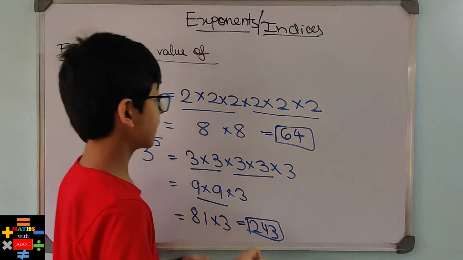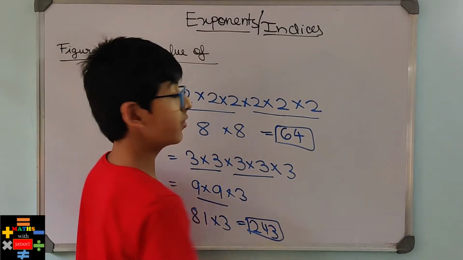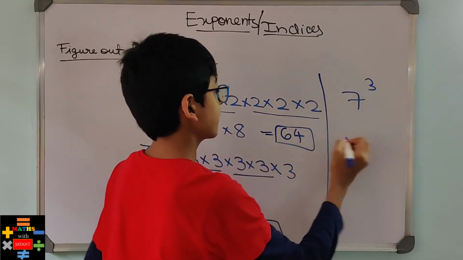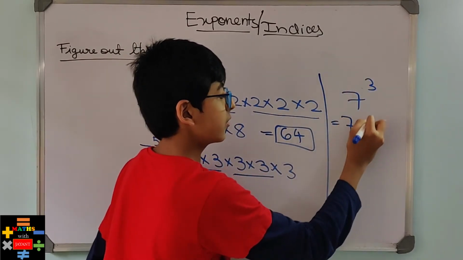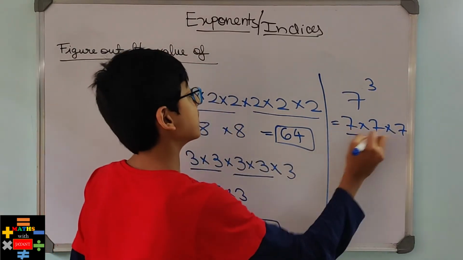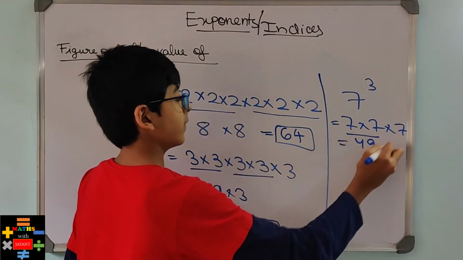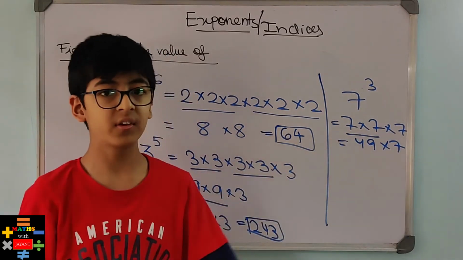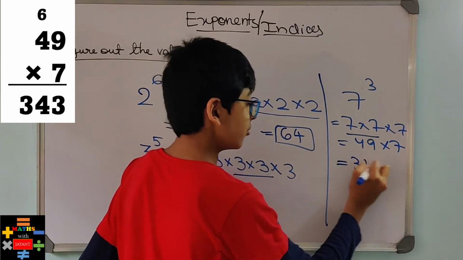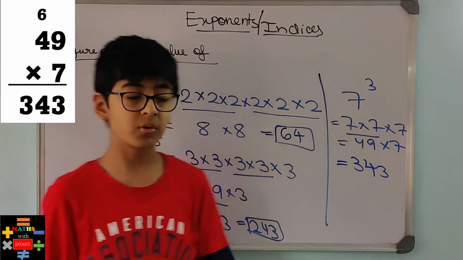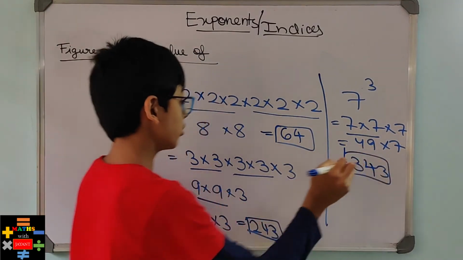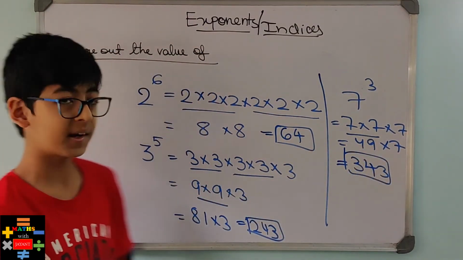Let us take another example. Let us take 7 cubed. So we will get 7 into 7 into 7. 7 7s are 49. And this into 7 comes down as it is. Now 49 7s are 343. So the answer to this question is 343. So 7 cubed is equal to 343.